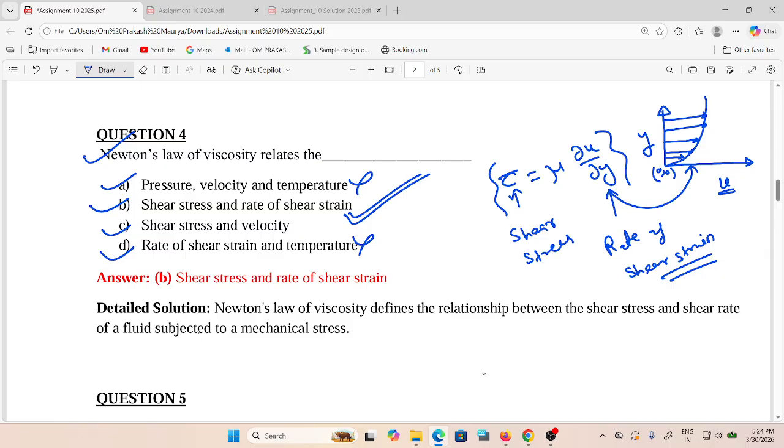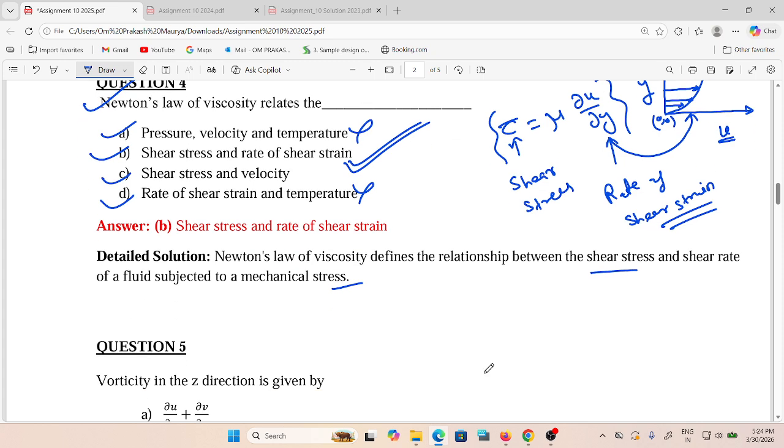Now, Newton's law of viscosity defines the relationship between the shear stress and shear rate of a fluid subjected to mechanical stress. Okay. Next one.